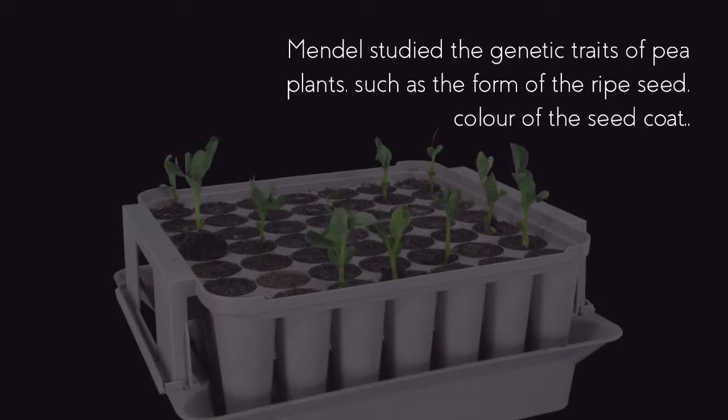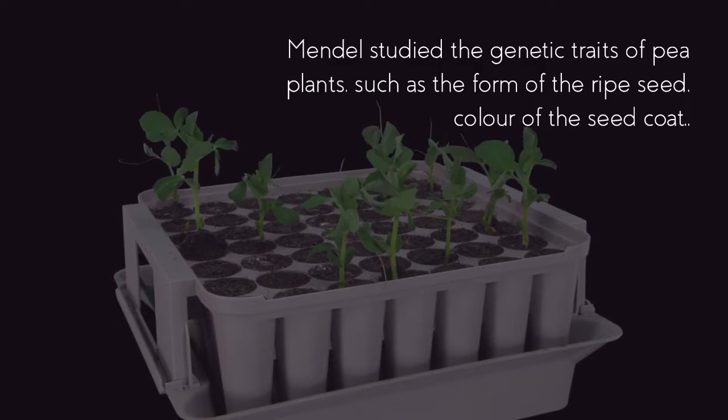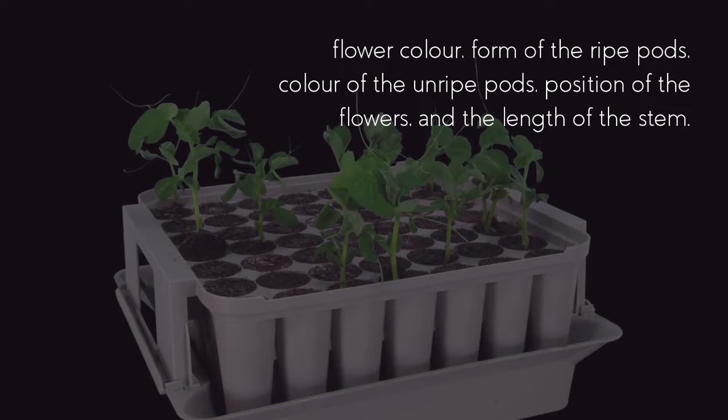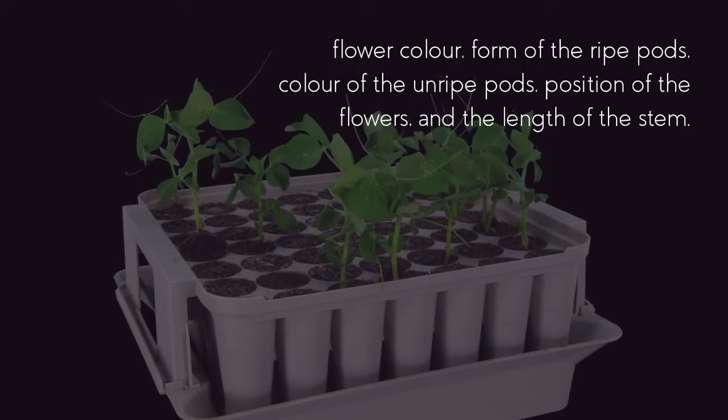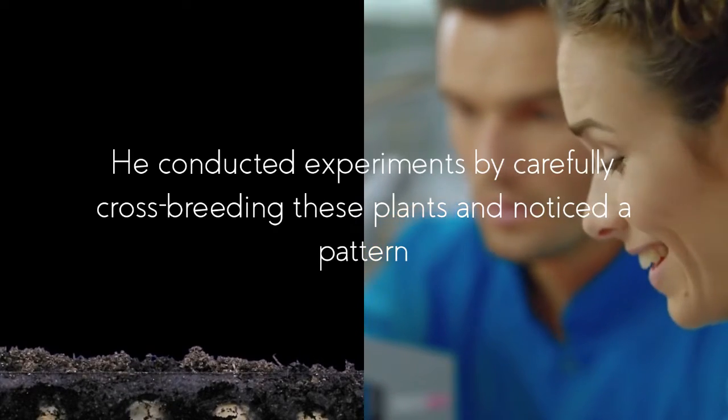Mendel studied the genetic traits of pea plants, such as the form of the ripe seed, color of the seed coat, flower color, form of the ripe pods, color of the unripe pods, position of the flowers, and the length of the stem. He conducted experiments by carefully cross-breeding these plants and noticed a pattern.